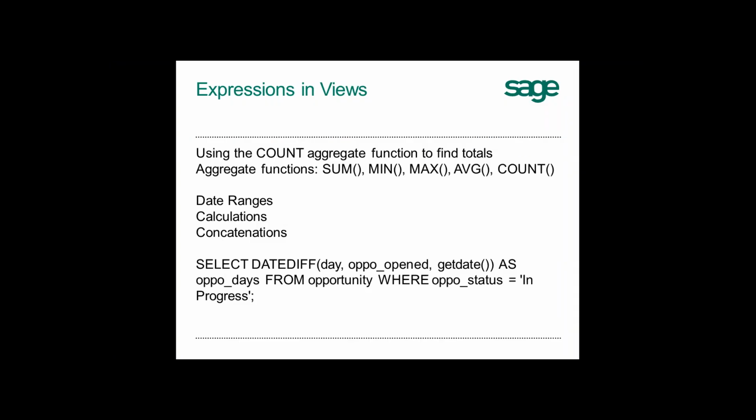What we tend to find ourselves doing, however, most often as an expression, are calculations around the data, calculations and concatenations and derivations of information. And here in the statement that I've got in front of you, where we've got select date diff date oppo opened get date, we can see an alias has been used, and this is telling us that the oppo days from opportunity becomes a column that would be referenced.